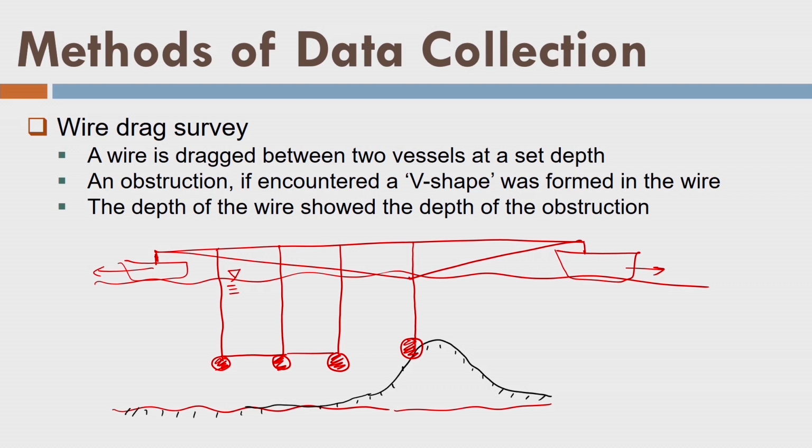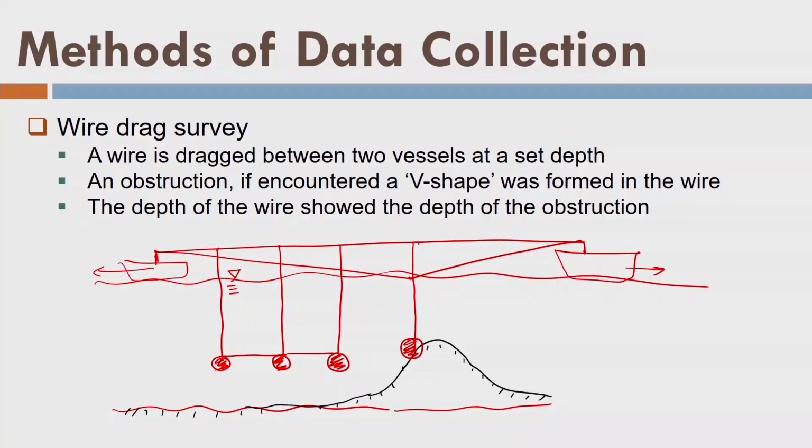Now we can understand that there is some obstruction on the seabed or riverbed. So I can find out, by applying this correction, what the seabed depth is here. That is the idea of the wire drag survey.